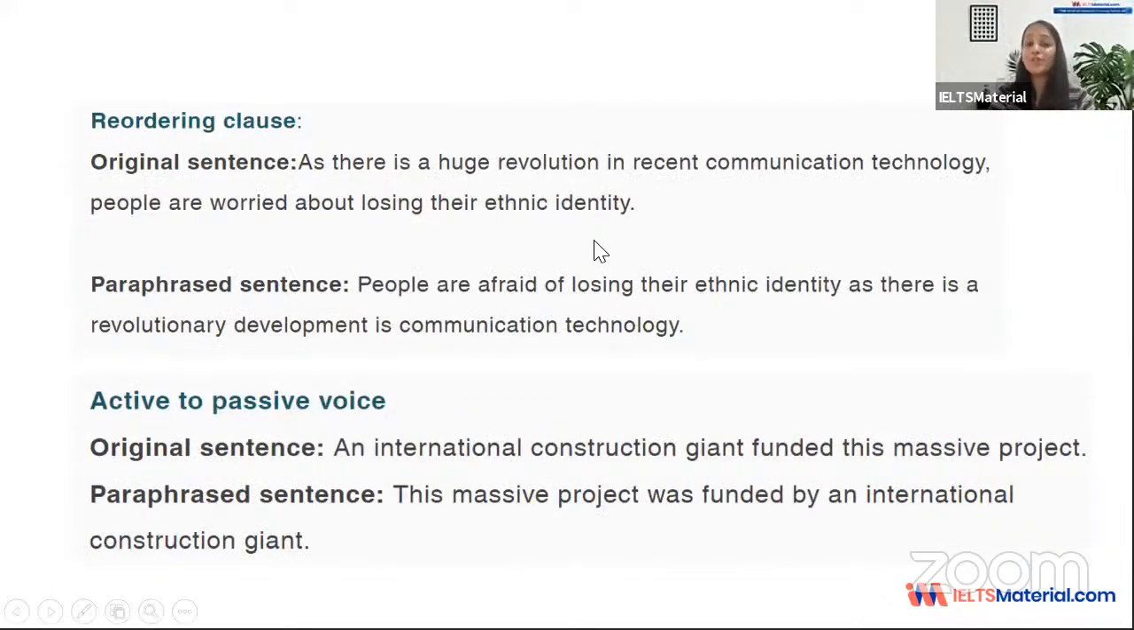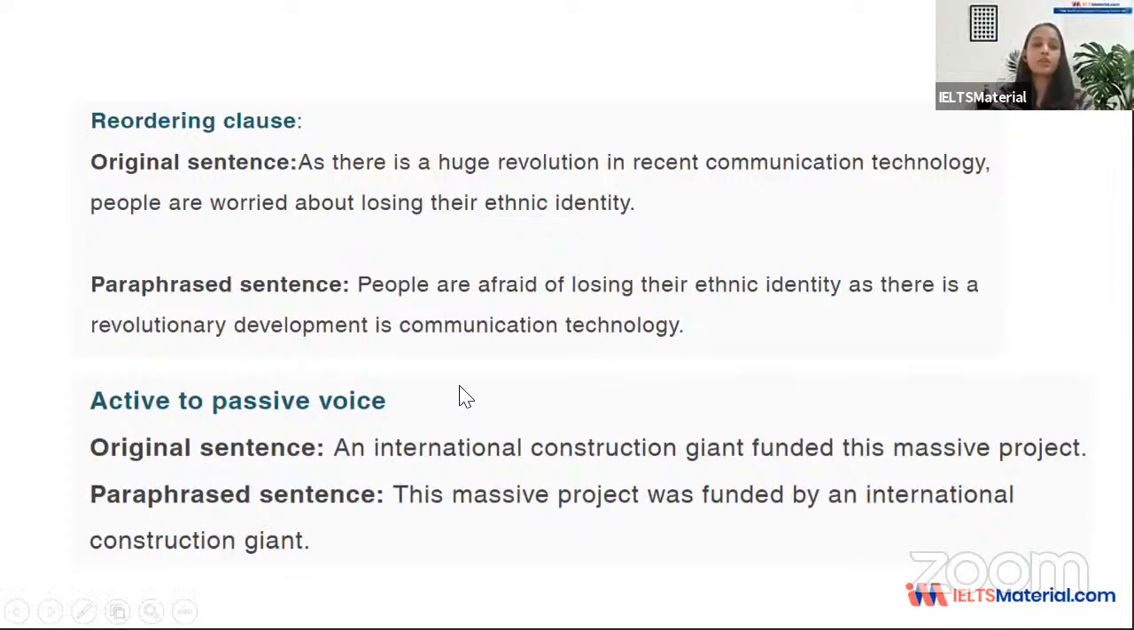Sometimes you can also reorder the clauses or the phrases in a given sentence, but you can see the meaning is intact. For example, as there is a huge revolution in recent communication technology, people are worried about losing their ethnic identity. Paraphrase form: people are afraid of losing their ethnic identity as there is a revolutionary development in communication technology. So you can see it's all intact, but just the words are changed.